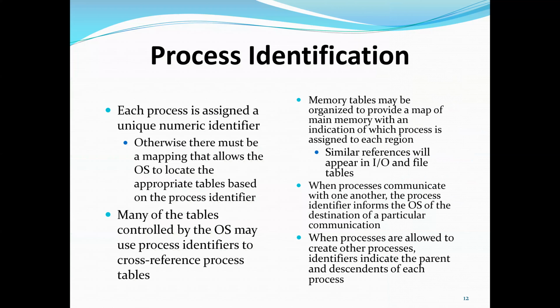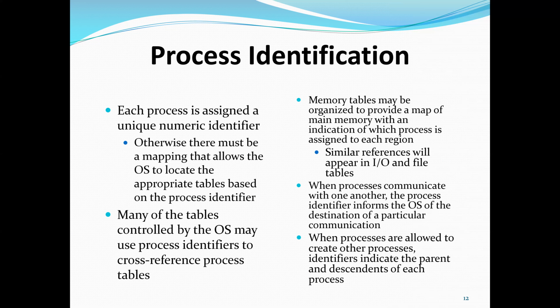So next is the process identification. With respect to process identification, in virtually all operating systems, each process is assigned a unique ID number or numerical identifier, which may simply be an index into a primary process table. Otherwise, there must be a mapping that allows the operating system to locate the appropriate tables based on the process identifier. And this identifier is useful in several ways.